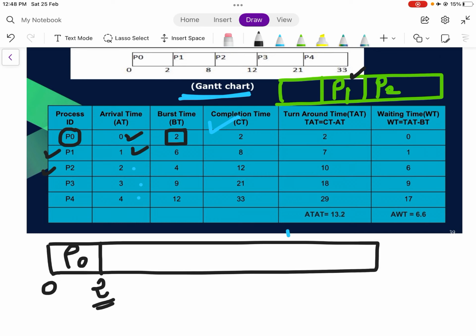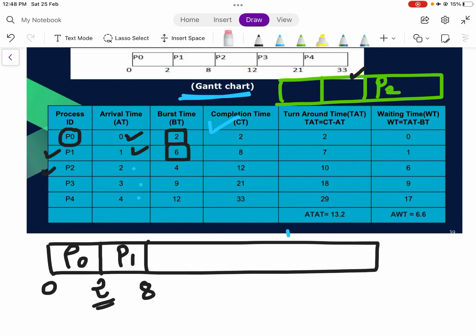Why? Because in FCFS we will always consider the process which arrives first. So P1 arrives first. P1 arrives at 1 unit time. It arrives first before P2. So we will take P1. And P1 takes how much time for its execution? 6. So 2 plus 6, that is 8. Now P1 will leave the ready queue.